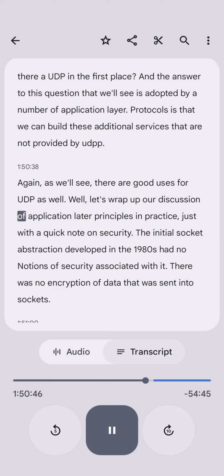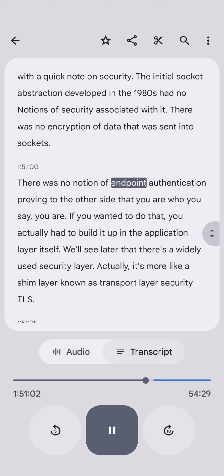Well, let's wrap up our discussion of application layer principles and practice just with a quick note on security. The initial socket abstraction developed in the 1980s had no notions of security associated with it. There was no encryption of data that was sent into sockets. There was no notion of endpoint authentication, proving to the other side that you are who you say you are. If you wanted to do that, you actually had to build it up in the application layer itself.